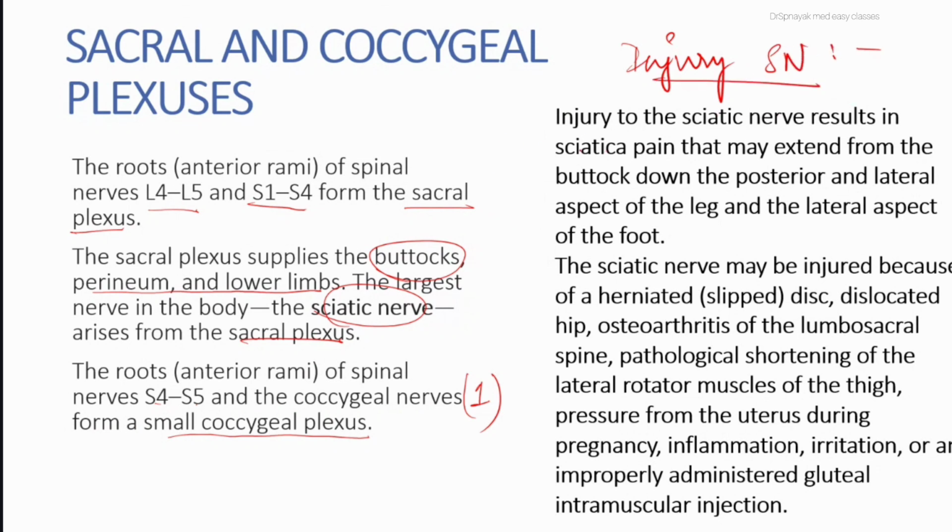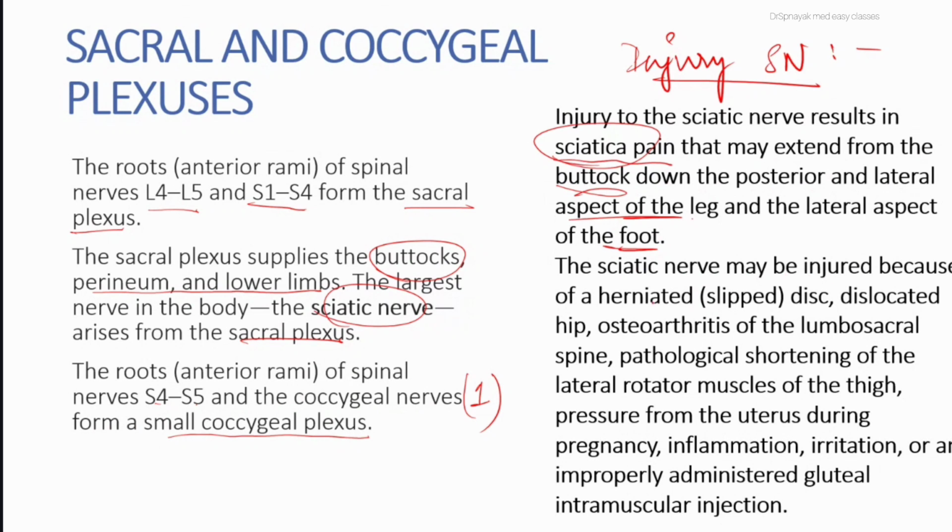Injury to the sciatic nerve results in sciatica pain that may extend from the buttock down the posterior and lateral aspect of the leg and the lateral aspect of the foot. So injury to the sciatic nerve results in a condition known as sciatica pain, and this pain extends from the buttock down to the posterior and lateral aspect of the leg, and it might also travel to the foot.